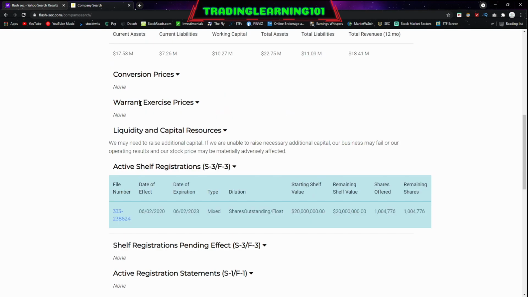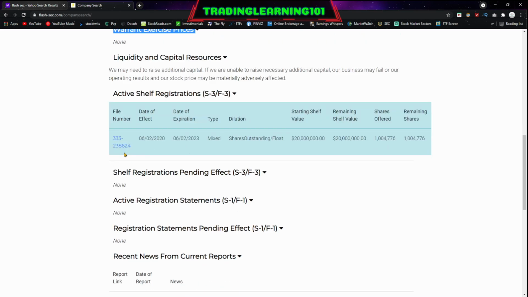So we could see they have no warrants that they can exercise. They do have an active shelf. The starting value was 20 million. Remaining shelf value, 20 million. Shares offered, 1 million. Remaining shares, 1 million. So out of that 20 million shares, they currently have 1 million shares that they can offer to the market.